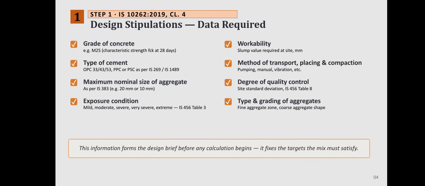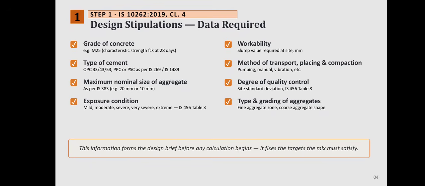Concrete mix design is a systematic procedure used to determine the proportions of ingredients of concrete. The mix design process consists of 8 important steps. Step number 1 is design stipulations. The first step is collecting all the design requirements.